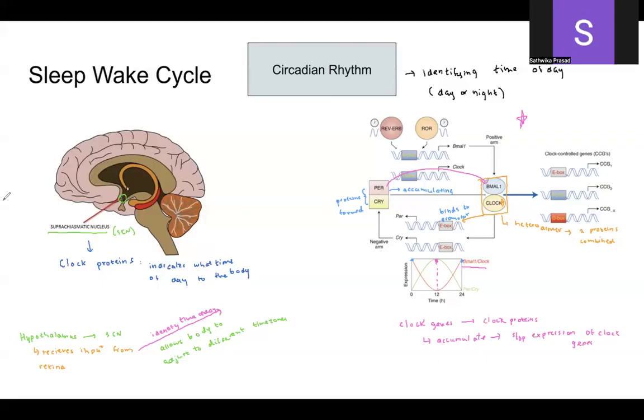Then what's going to happen is after the expression stops, something really important happens. The clock proteins degenerate, right? Allowing for the re-expression of clock genes.